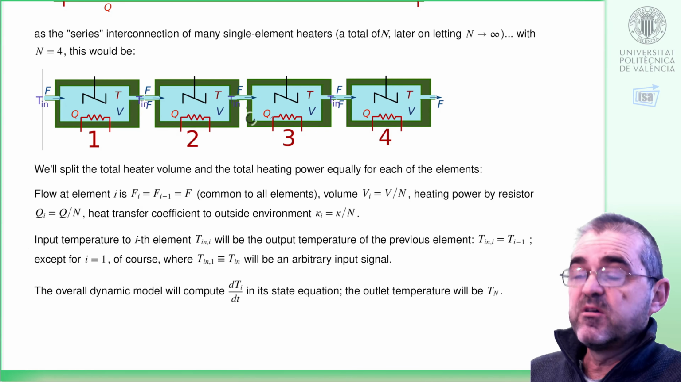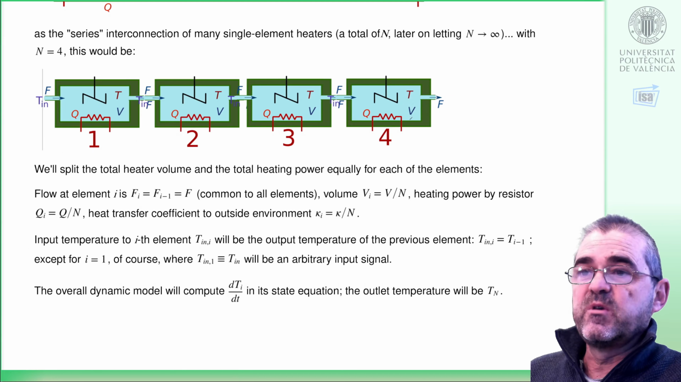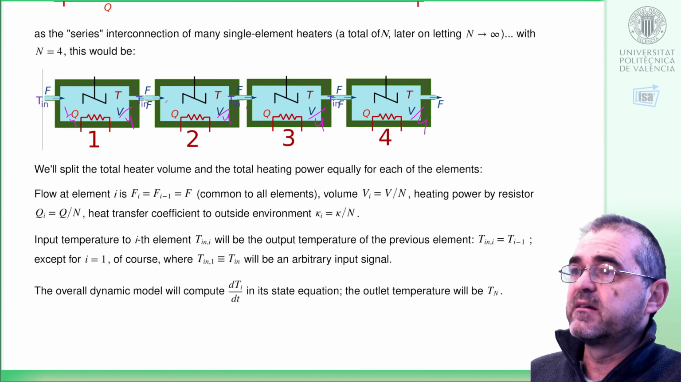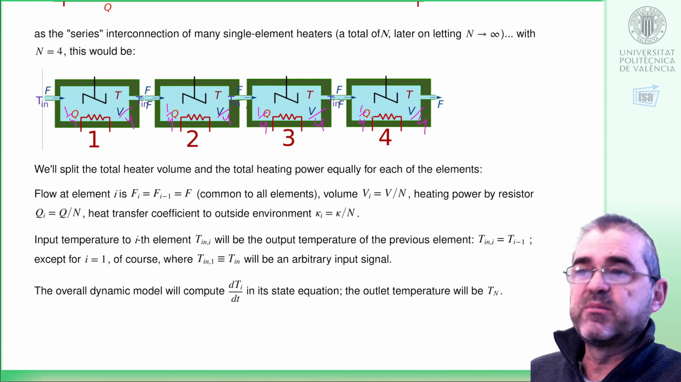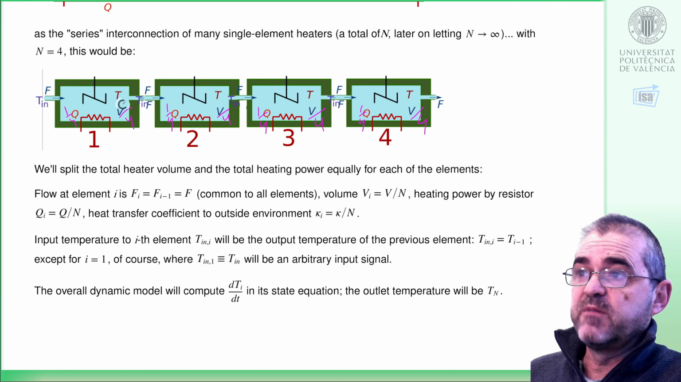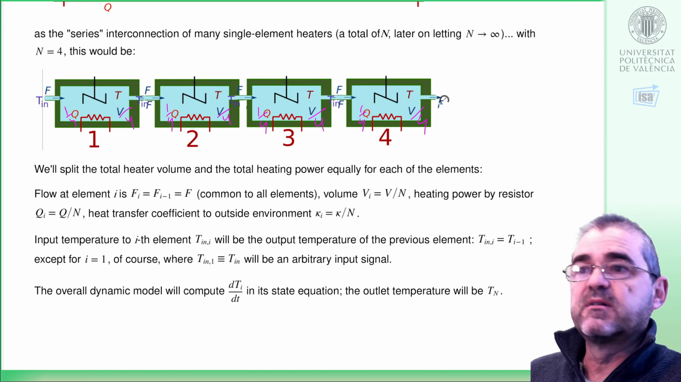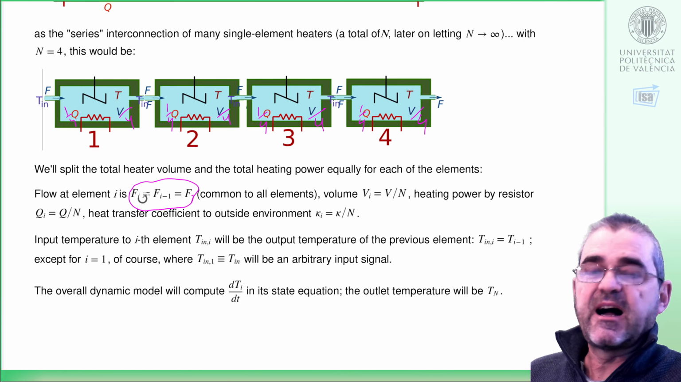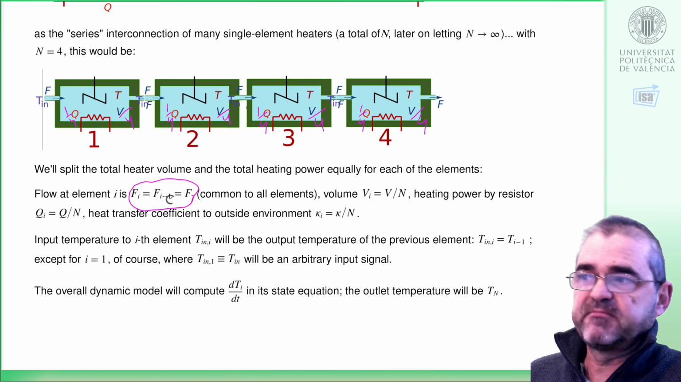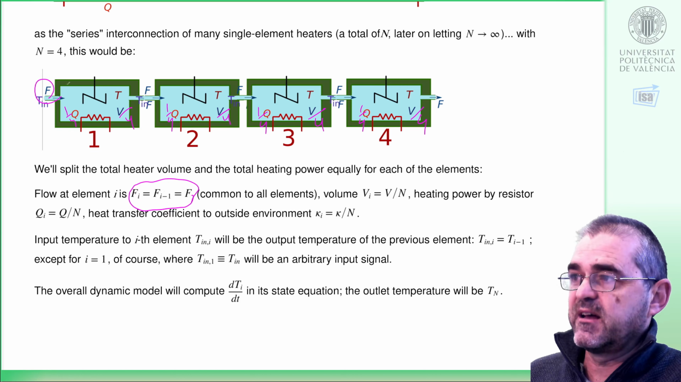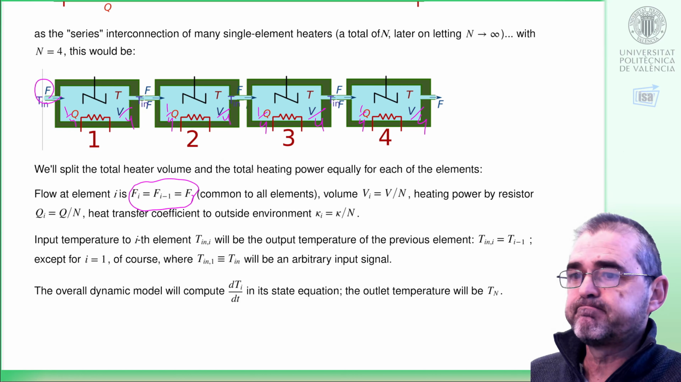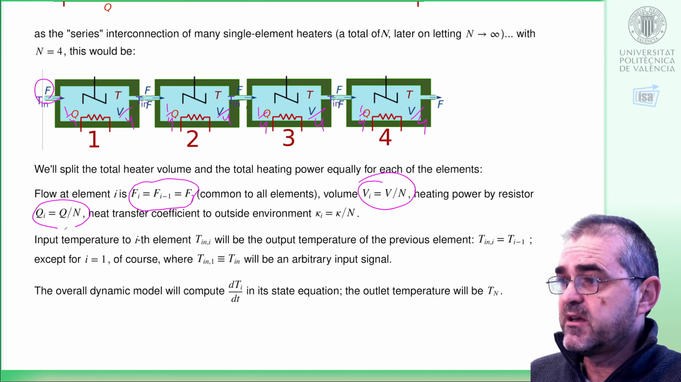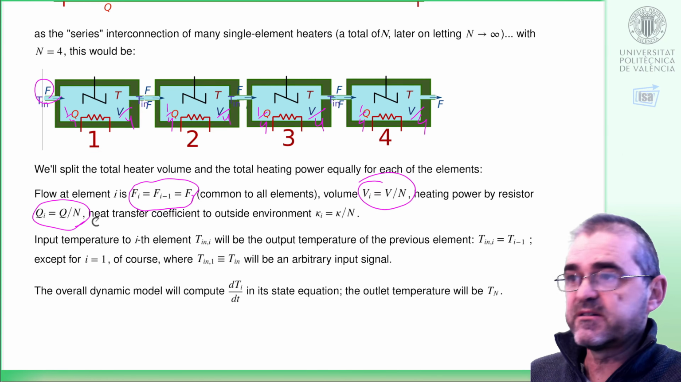Of course, the volume of each of the elements will be volume divided by 4 in this case. The heating power will be again 1/4 of the total heating power, but the flow will be the same in all elements. So if we have finite elements, we can say that the flow at element I is the same as the flow at the previous element and the same as the flow entering the heater. The volume is just the nth part. The heating power is also its fair share.